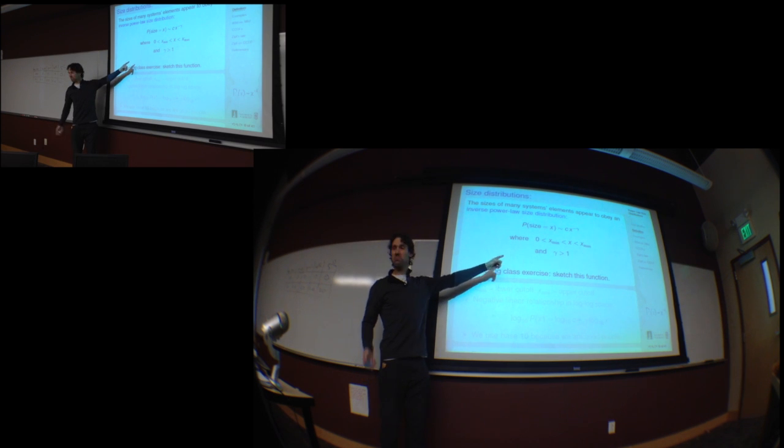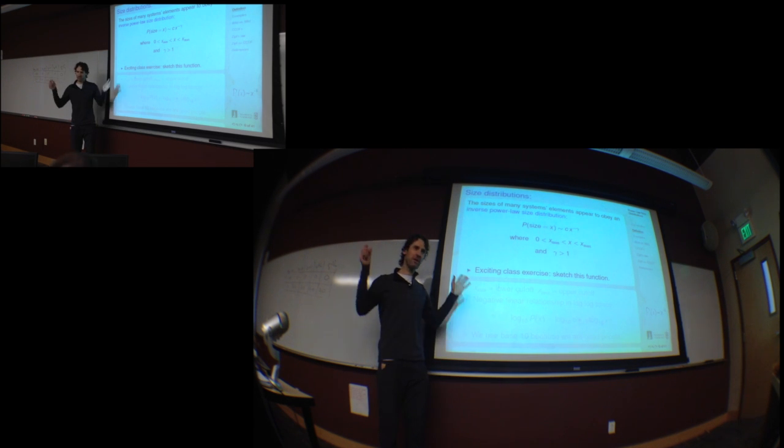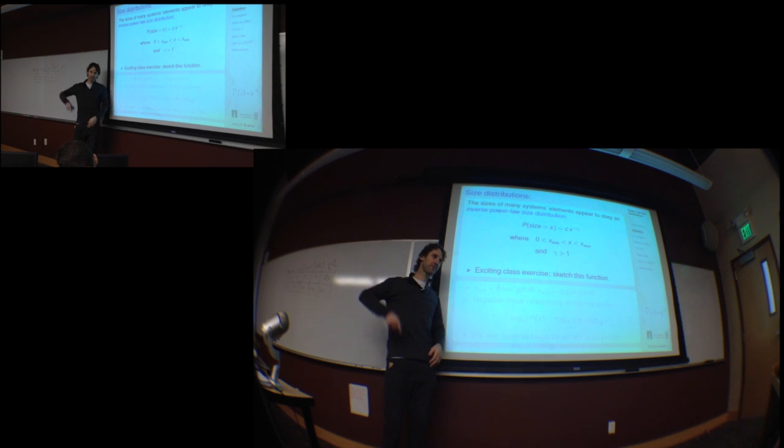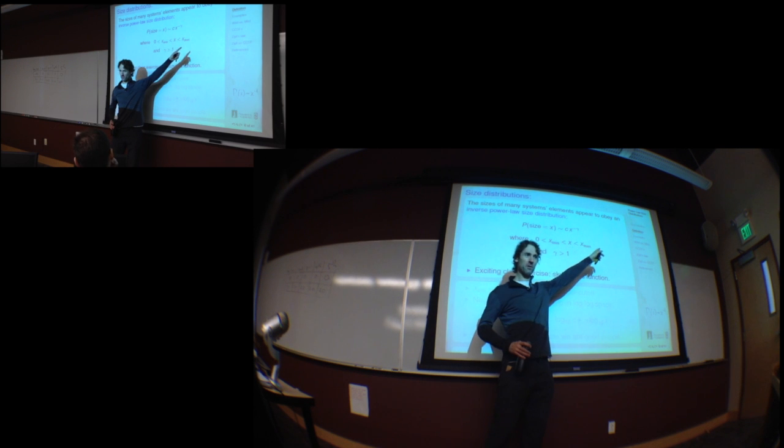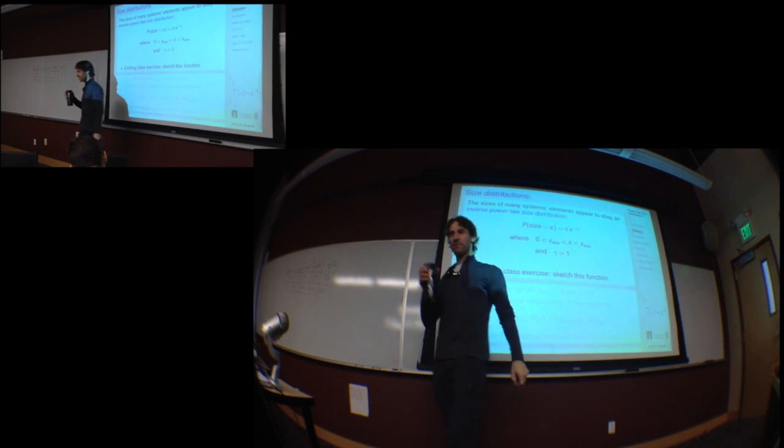So if you do this, just sketch this function. Just a little bit, whatever. I'm just sketching this on an x-axis, the probability of x. Just scribble one down. Make x go from a bit above 0 to 10,000 or something. Scribble it down.